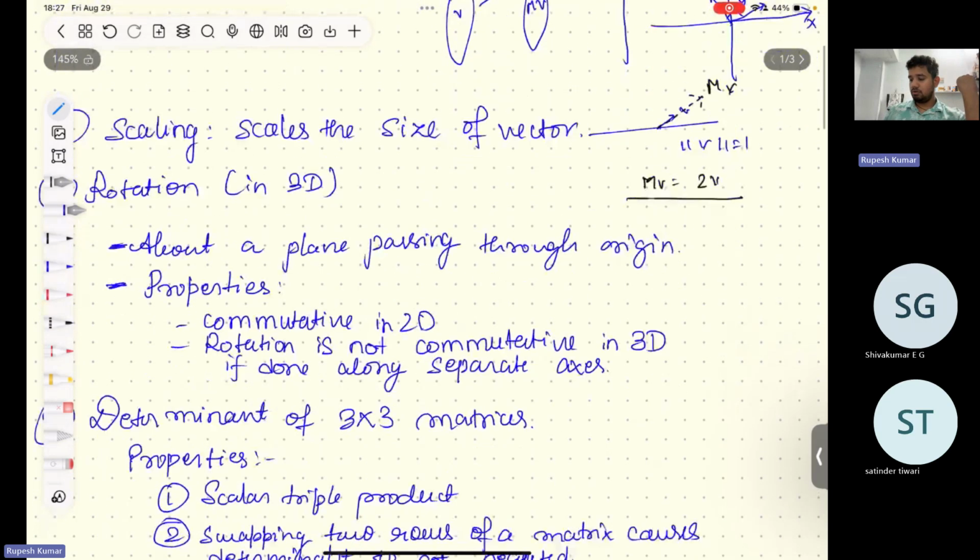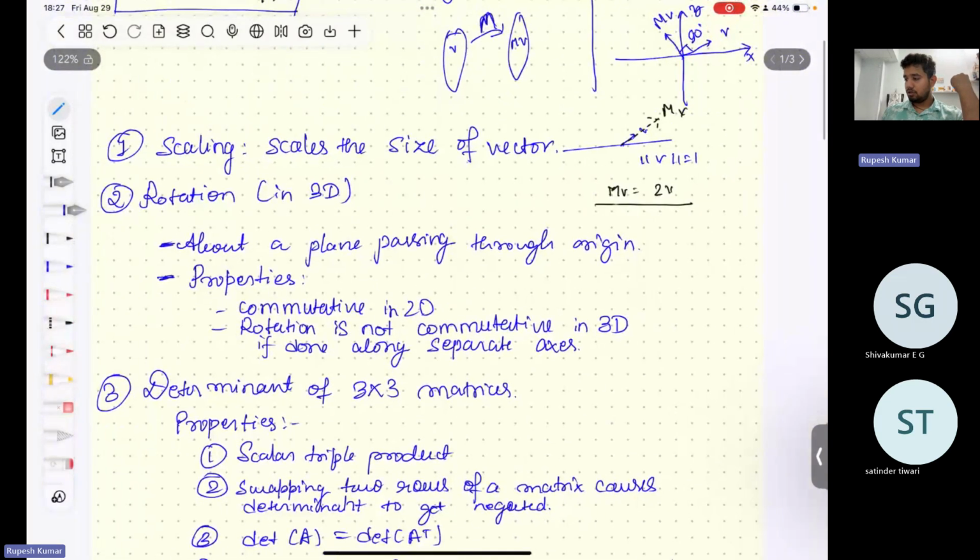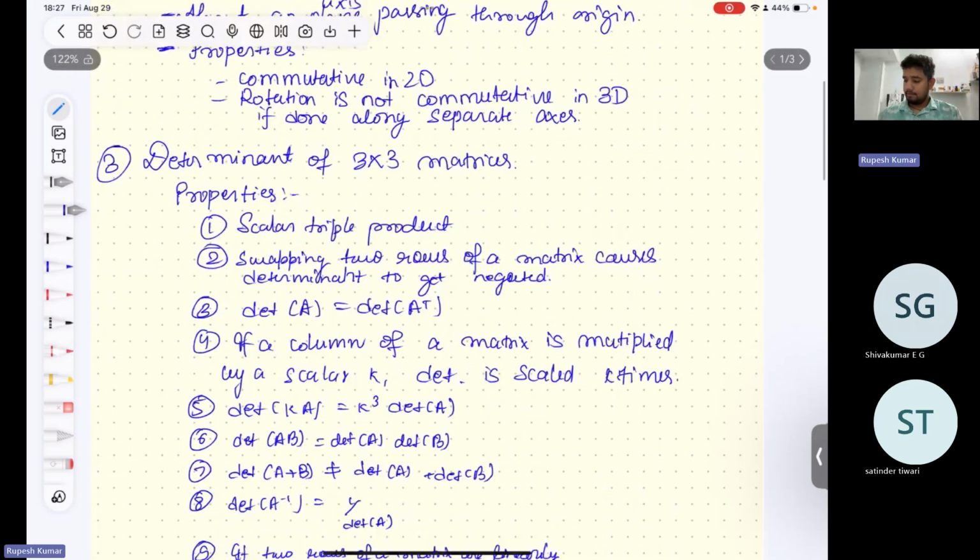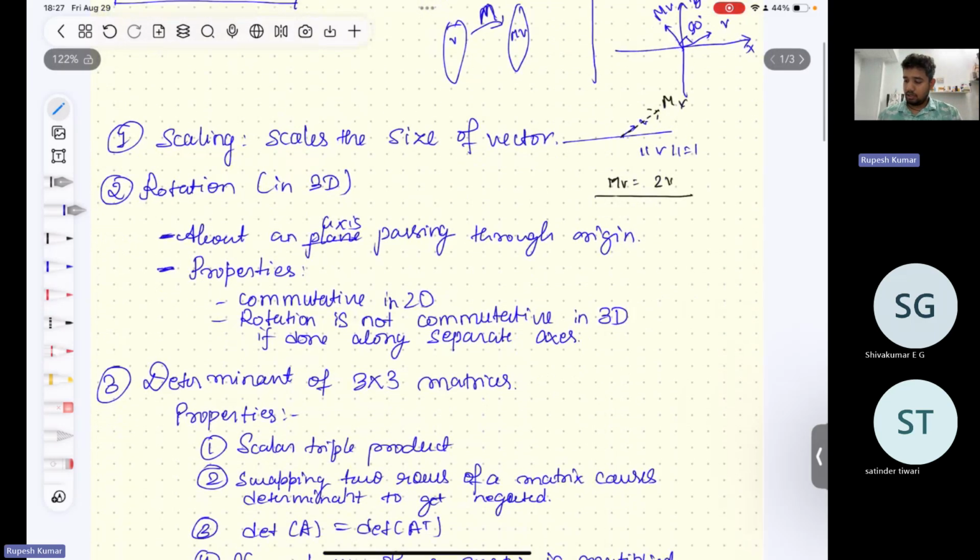Reflection is also a similar operation. In rotation, you are rotating the vector about an axis. There are a few properties of rotation. Rotation is always commutative in 2D, but rotation is not commutative in 3D if done along separate axes. We will see an example on this also. So these are the two basic examples.